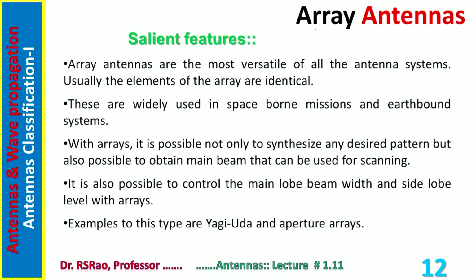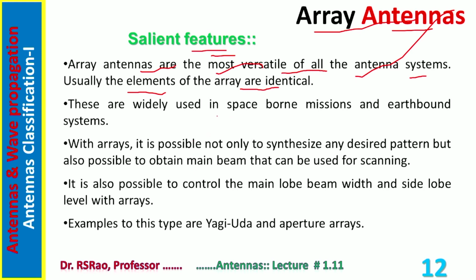Another type is array antennas. Array means several antennas. In array antennas, several individual antennas are connected together and operated as one single unit, single antenna, as one antenna. Some features of these antennas are given here. Array antennas are most versatile of all the antenna systems. Usually, the elements of the array are identical.